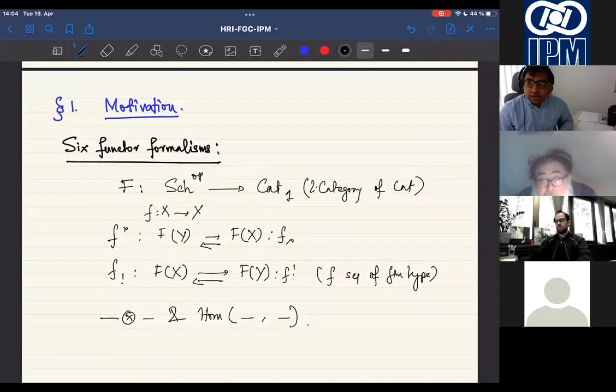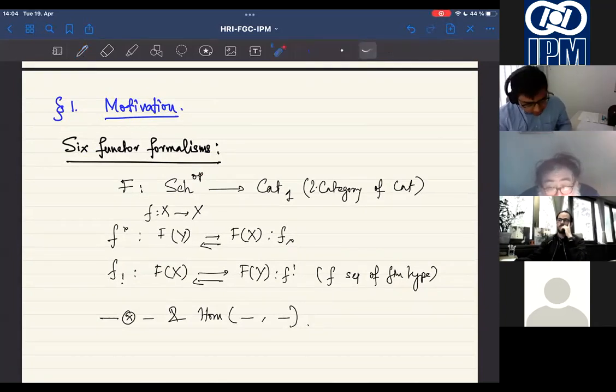The whole idea of this relies on what is called the six-functor formalism. The six-functor formalism was developed by Grothendieck to understand cohomology theories and all the duality theories that arise in algebraic geometry. If one has to state what a six-functor formalism is, there are quite a number of definitions, but it has to have six functors.